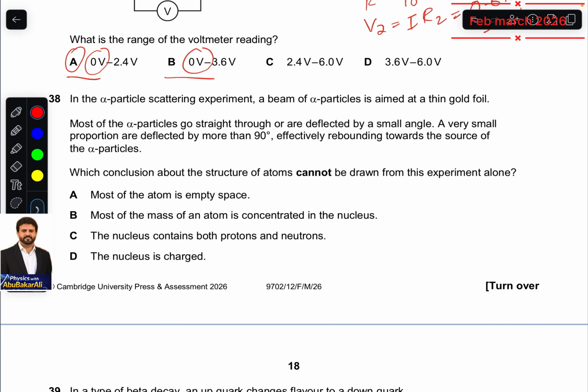First, most of the atom is empty space. We can draw this because most of the alpha particles were moving straight through it. B, most of the mass of the atom is concentrated in the nucleus. We can draw this conclusion, so this is also true. We have to select which one cannot be drawn. The nucleus contains both protons and neutrons. We don't know anything about the neutrons because neutrons are neutral. They are not going to repel the alpha particle either. So neutron existence will not be verified by this. So C is the option.